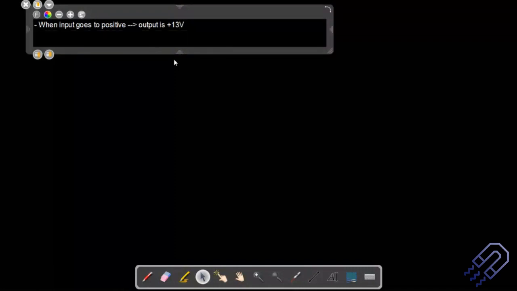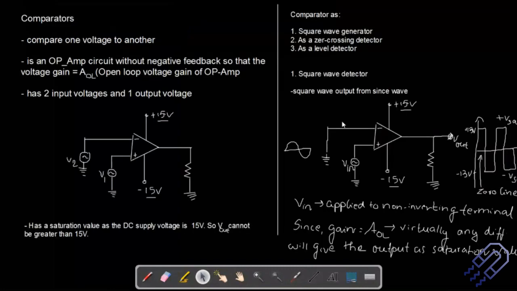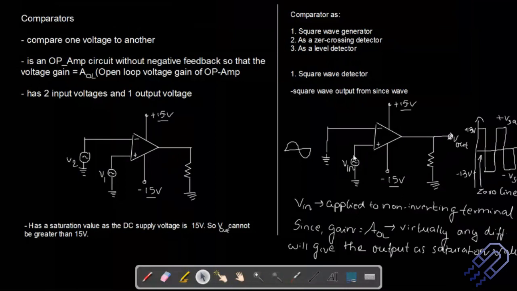And then when input goes to negative, output is minus 13 volt. So why is this important? Because if there is a difference which is, let's say, around 20 volt or 30 volt between the two input signals that we have, you're not going to get an output greater than 13 volt. Because that is the driving voltage that we have. So that saturation value is going to be achieved.